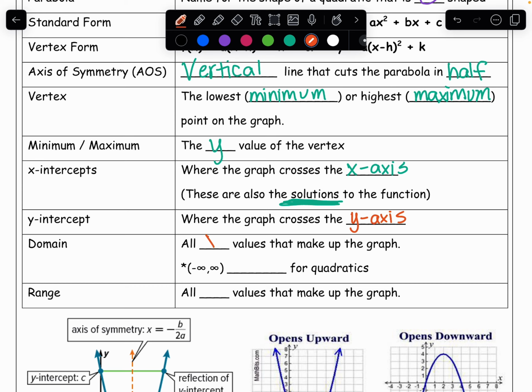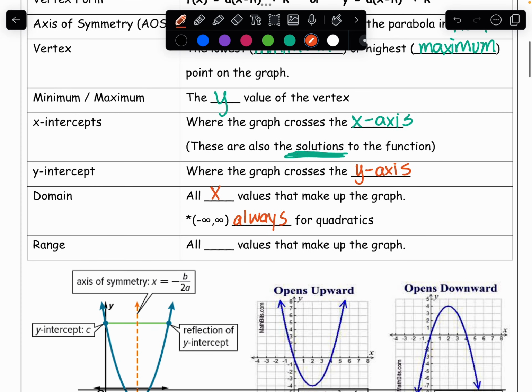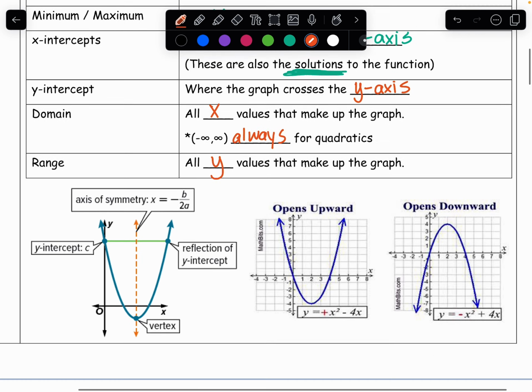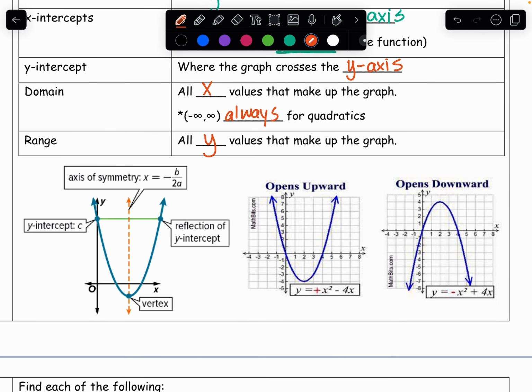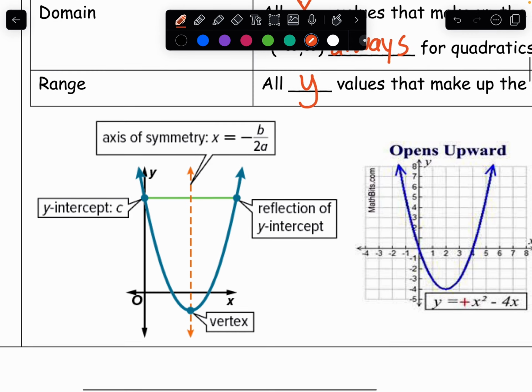Domain, this is all of our x values that make up the graph. For quadratics, it will always be negative infinity to infinity. However, our range, this is our y values that make up the graph. This will change, but there is a cheat code to it. So we talked about a lot of these definitions. These are where everything's going to show up.